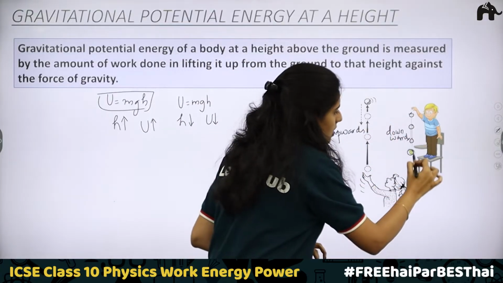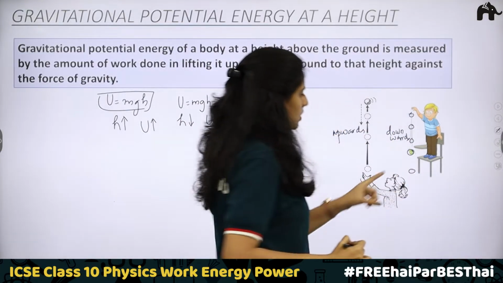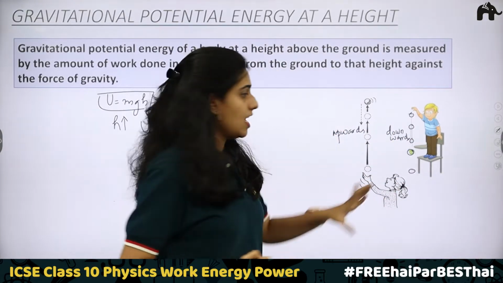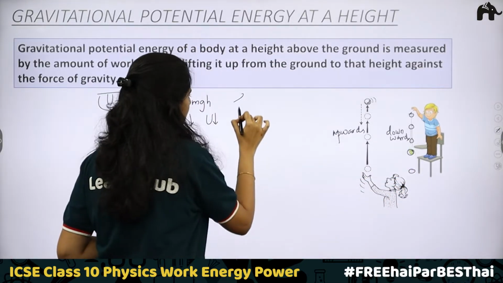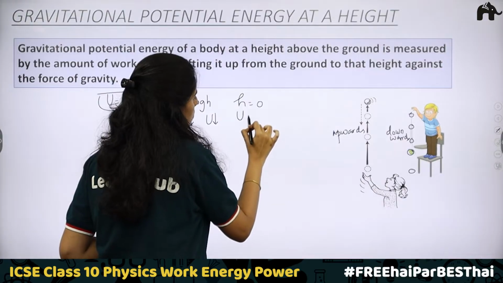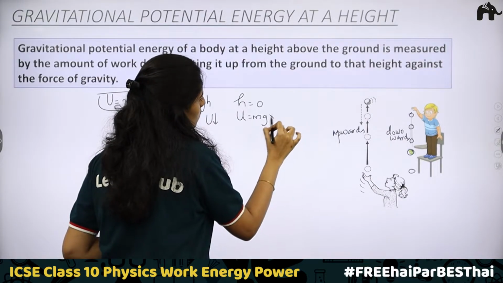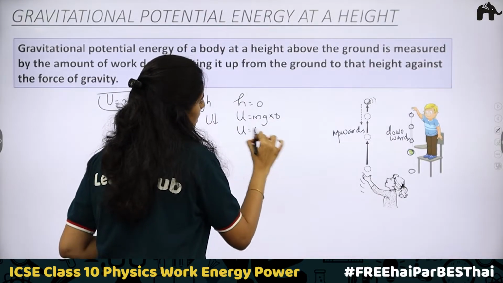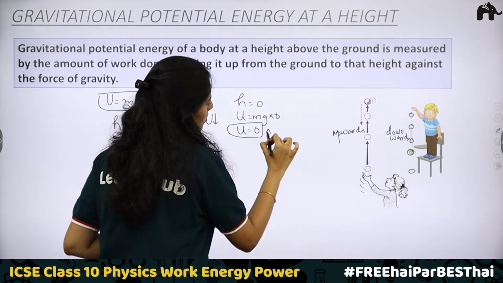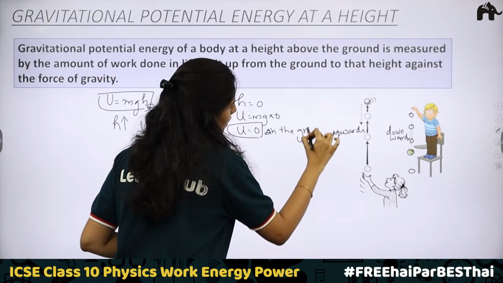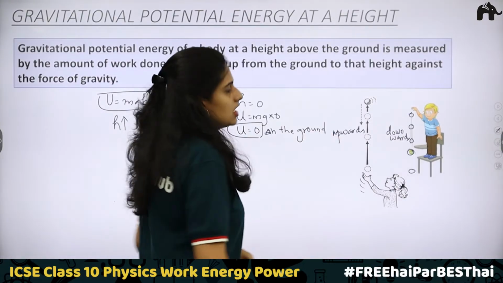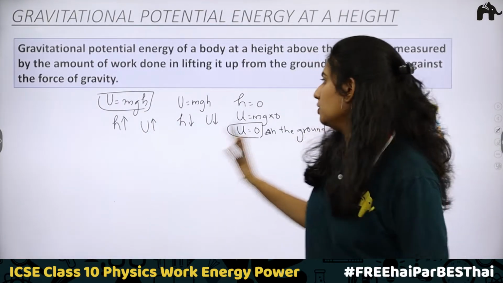Finally, when the ball strikes the ground, what is the gravitational potential energy? At the ground, height will be equal to 0. When height becomes equal to 0, U is equal to mg into 0. That is, U is equal to 0 on the ground. On the ground, gravitational potential energy will be equal to 0.